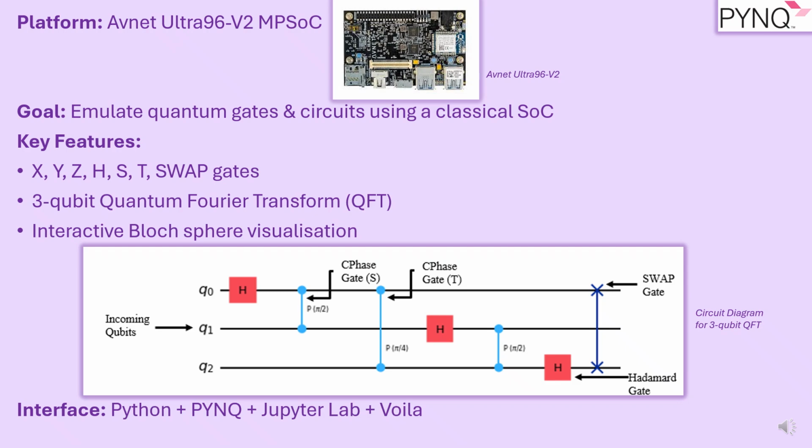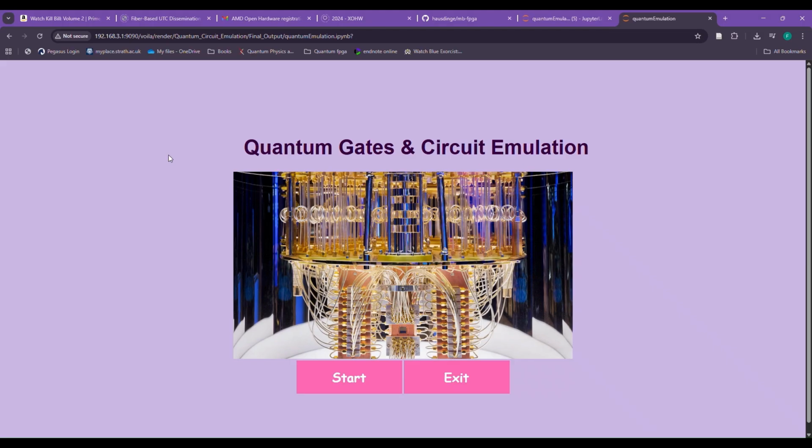So each gate and the quantum Fourier transform were broken down into basic mathematical operations happening on the qubits, and these were represented in blocks in Model Composer, which was then transformed into a bit stream in Vivado, and there's an interactive element on the PS side where users can interact with a GUI created in Voila, where they can visualize the transformations happening to qubits.